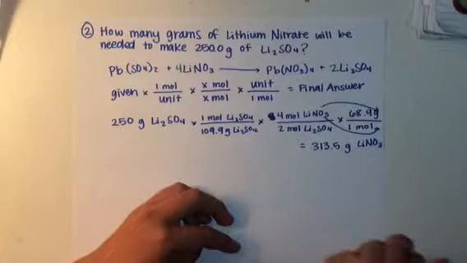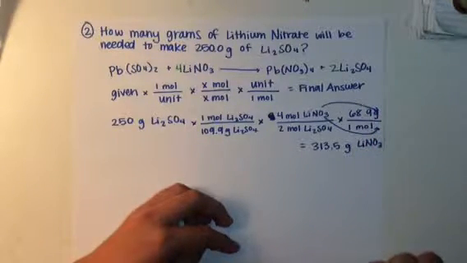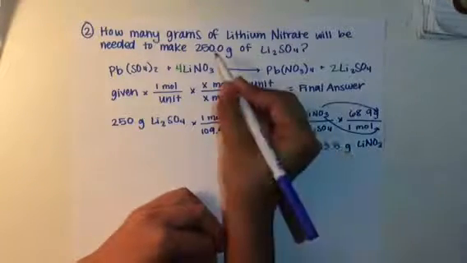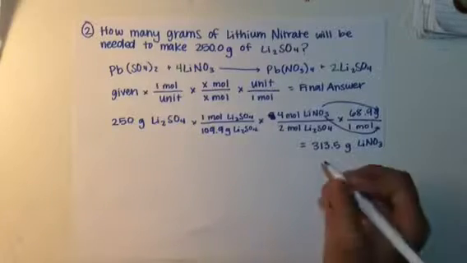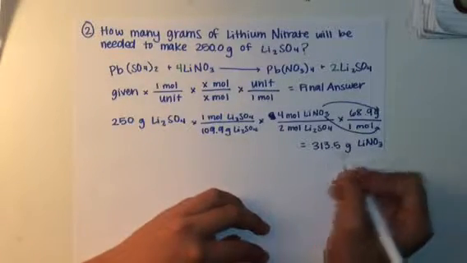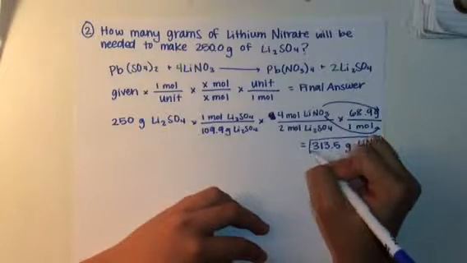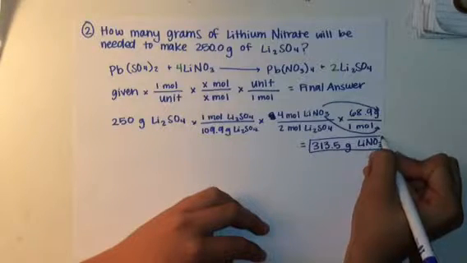Now, as always, we have to check to make sure that we have enough sig figs. So this is 4 sig figs. This is 4 sig figs. Therefore, our sig figs all match up, and this will be our final answer.